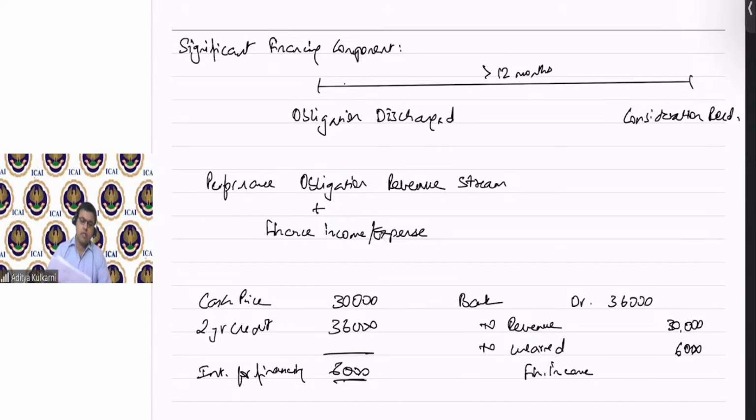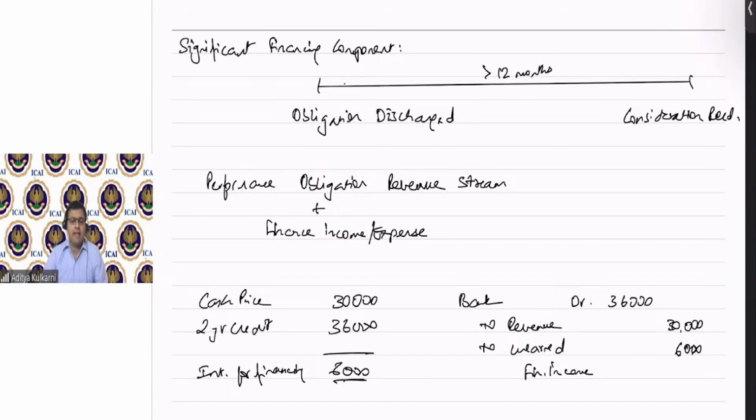So what is the meaning of significant financing component? If the gap between discharge of obligation and receipt of consideration is more than 12 months, then it is implying that there could be a significant financing component. It's not necessary that it always happens. For example, if you look at the real estate projects, the very first booking amount that you pay and when you receive the possession could be after 2 to 3 years after you pay the booking amount.